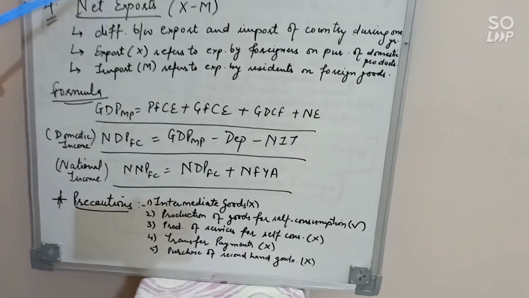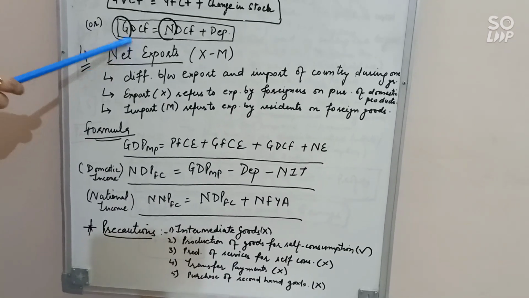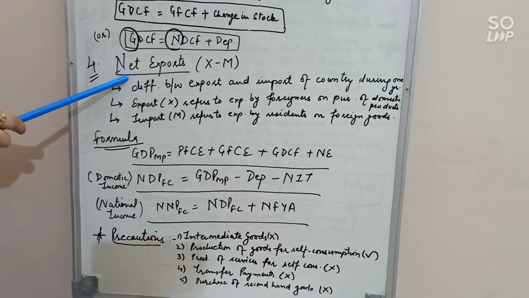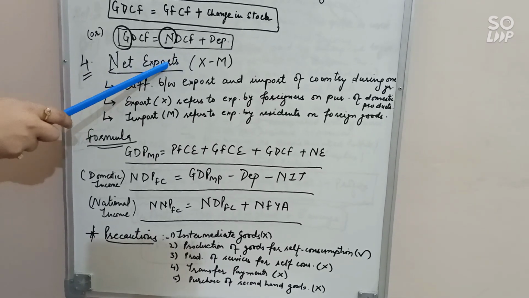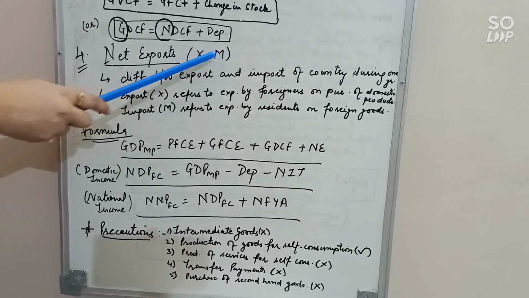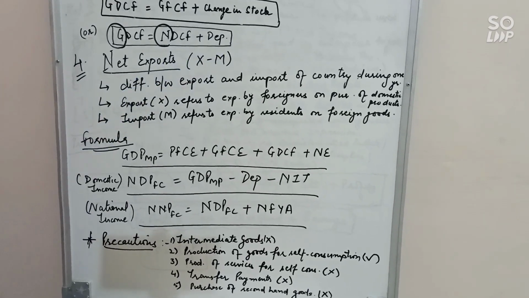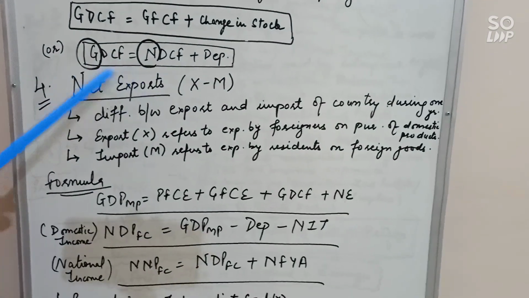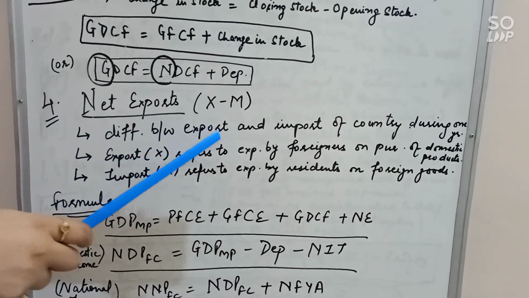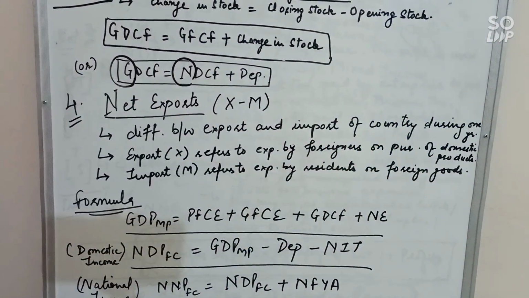Net exports. Net means, whenever you get the word net, net means the difference between two things. Okay, so net export means export minus import. So X is the symbol of export and M is used for imports. So how will you calculate net export? That is the difference between export and import of the country during 1 year.